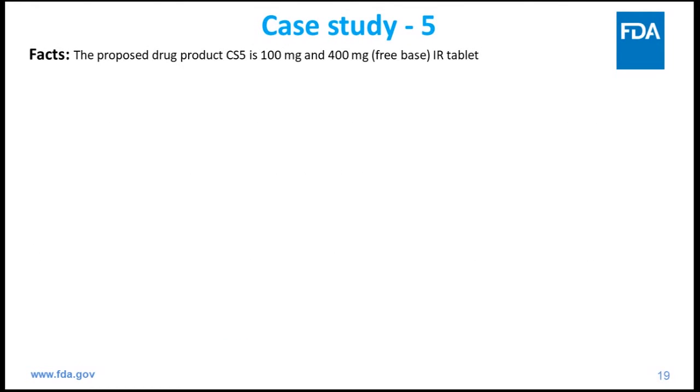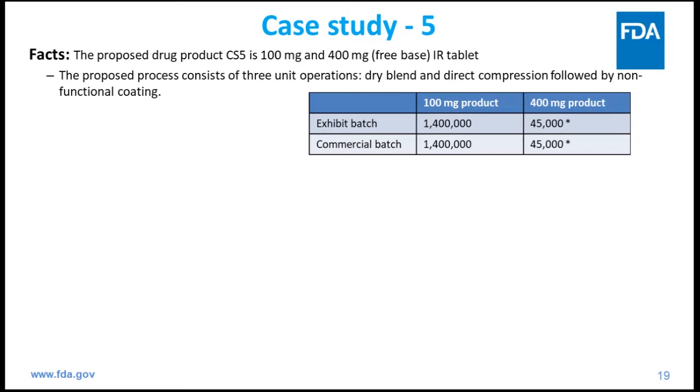For case study 5, this one is IR tablet of 2 strengths. You can see that it's manufactured by a dry blending and direct compression process. There is a non-functional coating. The batch size, for 100 milligram product, they have 1.4 million units. But for 400 milligram product, they have only 45,000 units. So they do give a good justification for this smaller batch size for the 400 product.